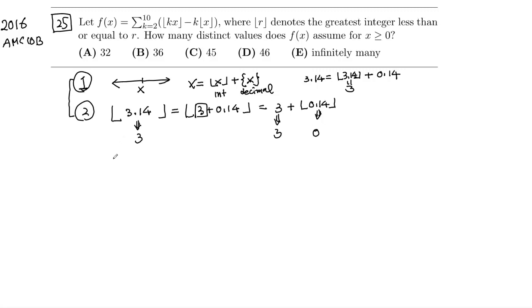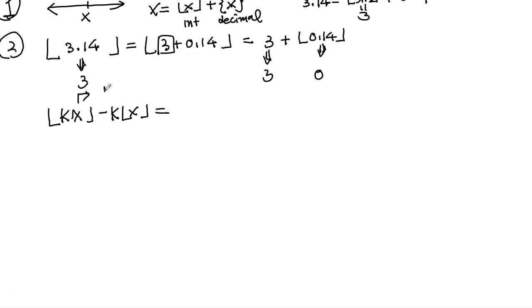Now I'm going to simplify this one. Take a look: the greatest integer of k times x, minus k times the greatest integer of x. We know k is an integer, and x equals integer portion plus decimal portion. So we multiply k to both terms: the greatest integer of k times integer plus k times decimal, minus k times the integer.